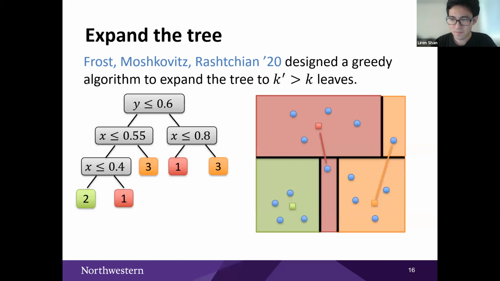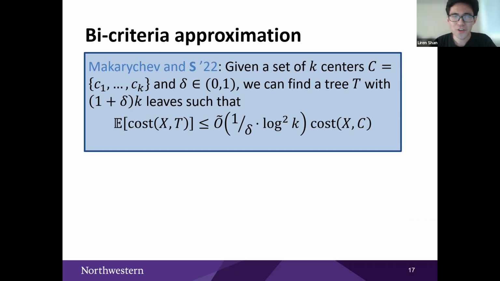However, we noticed that in the worst case, this greedy algorithm only provides an order k squared approximation. In this work, we provide a new bicriteria approximation algorithm, which takes a set of k centers C and a parameter delta between 0 and 1 as input. Then this algorithm finds a threshold tree T with (1 plus delta) k leaves, such that the expected cost of this threshold tree T is at most order 1 over delta times log squared k times the cost given by the center set C. Specifically, if we pick the parameter delta equal to 0.1, then our algorithm achieves an order log squared k approximation with a tree with (1 plus delta) k leaves.